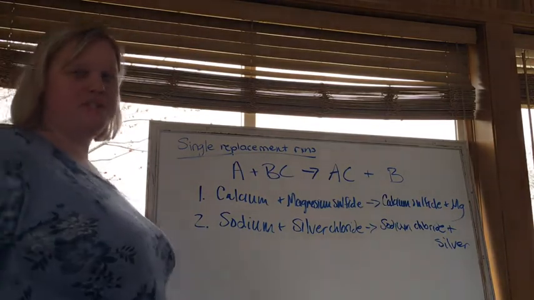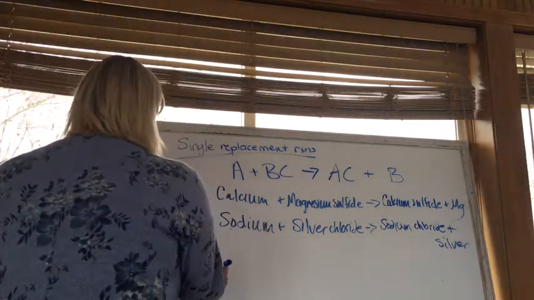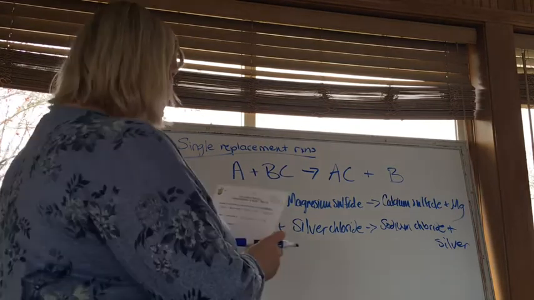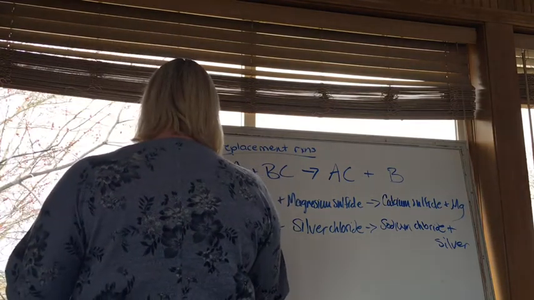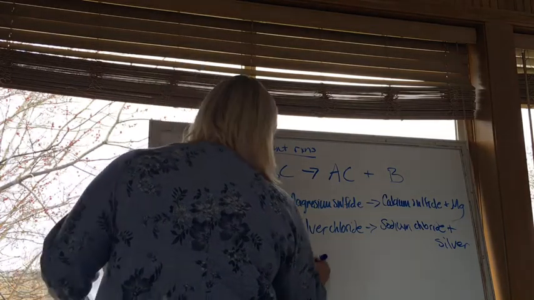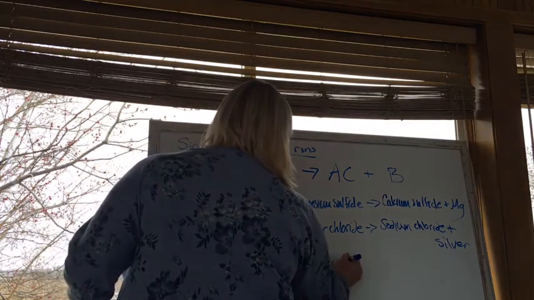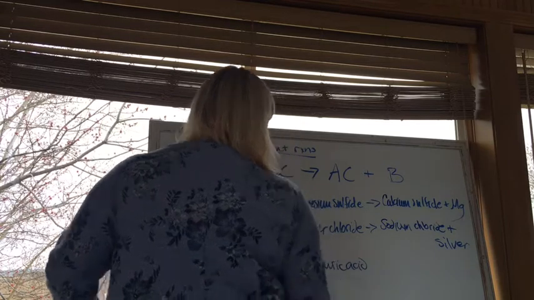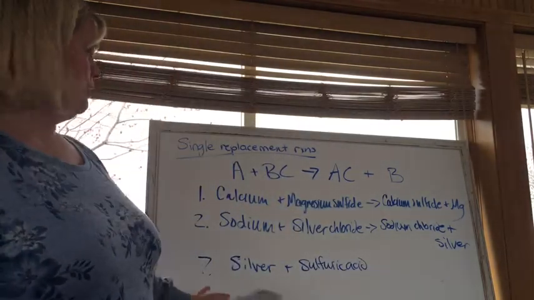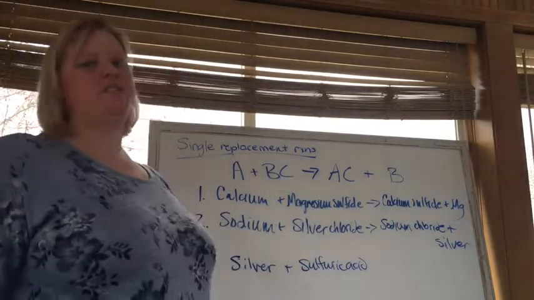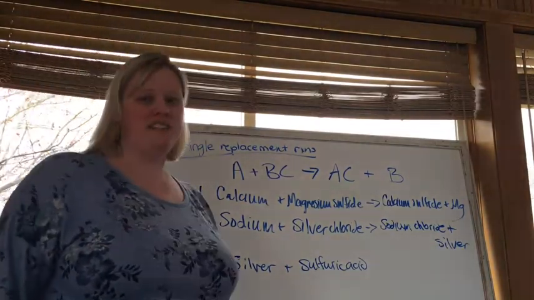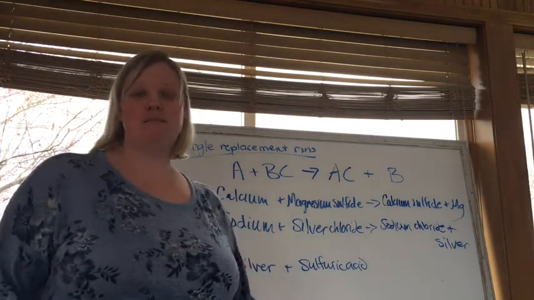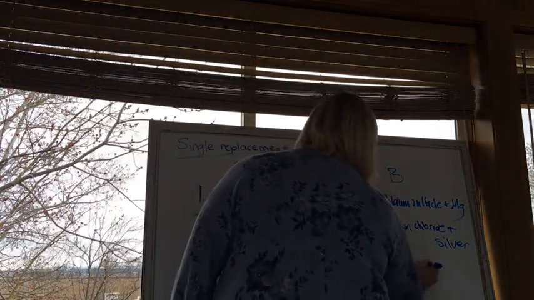Now let's go down to number 7. I wanted to look at this one. For 7, I gave you silver plus sulfuric acid. If we look at this, first of all, a couple things. Number 1, silver is the least reactive metal. It's not going to replace anything. So you would know that there would be no reaction based on that.